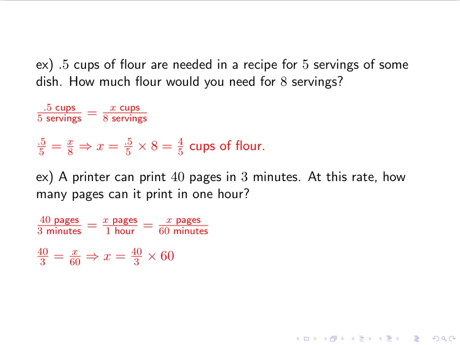Multiply both sides by 60, and I get 800 pages. If I had left it as 40 over 3 equals x over 1, my answer wouldn't make sense. I would have made less pages in an hour than I could have made in 3 minutes. So you want to make sure your answer makes sense. Does 40 pages in 3 minutes make sense to correspond to 800 pages in 60 minutes? Okay, so always, always, always make sure that your answer makes sense.